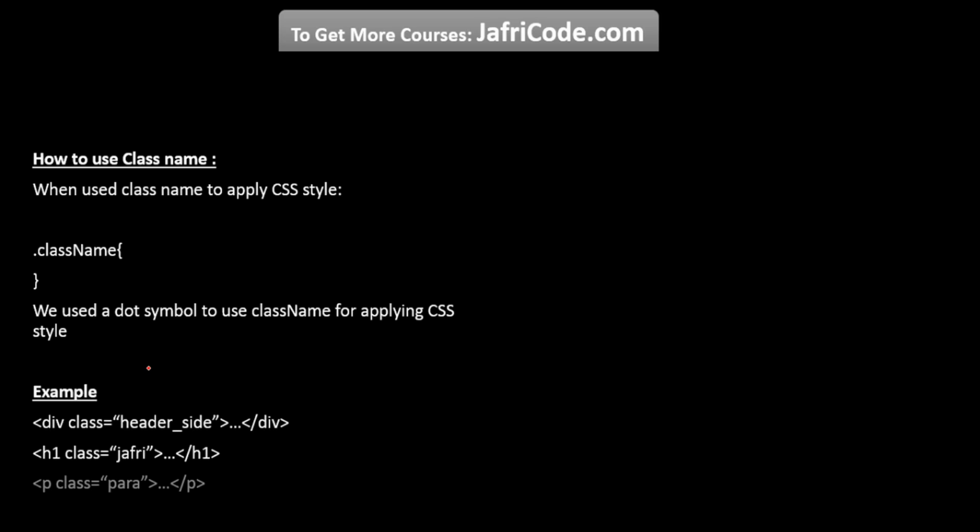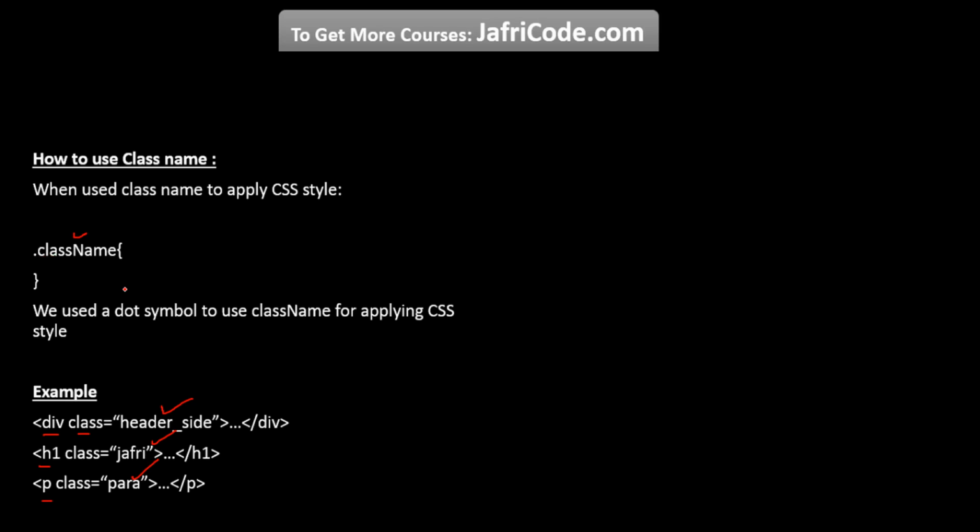For example, these are different HTML elements: a div element, an h1 element, a p element. I used the class attribute in all the HTML elements and provided a class name. For example, the class names are header side, Jafri, para. So these are different class names. If you want to apply a style on the div element, I will use its class name, header side, and put a dot symbol before it. If you want to apply CSS style on the h1, I use its selector, the class name Jafri. I will write Jafri and put a dot symbol before it.